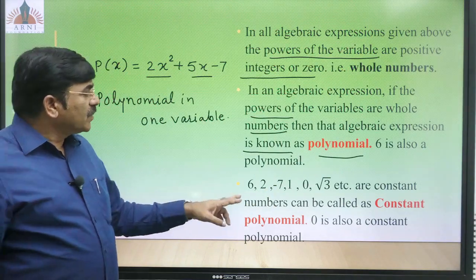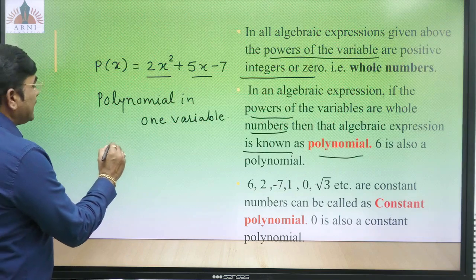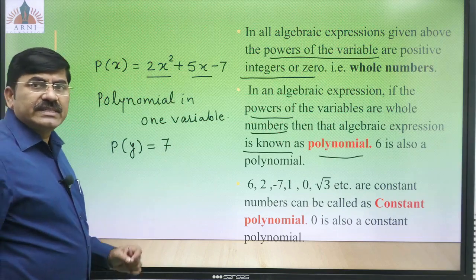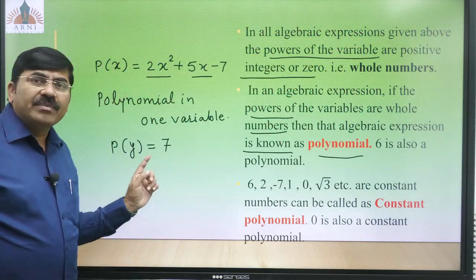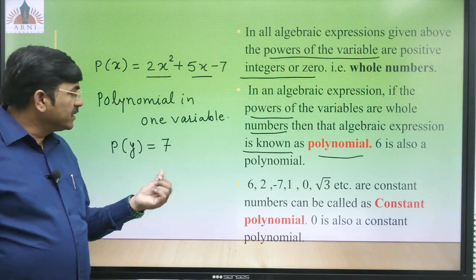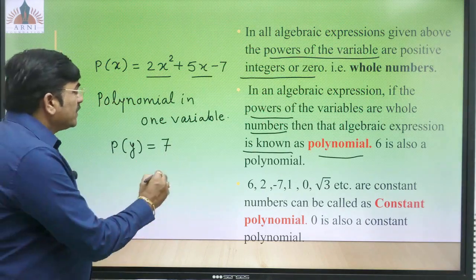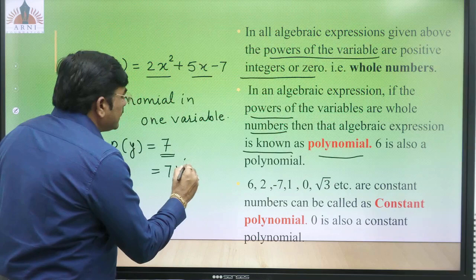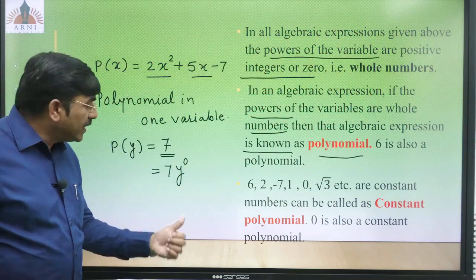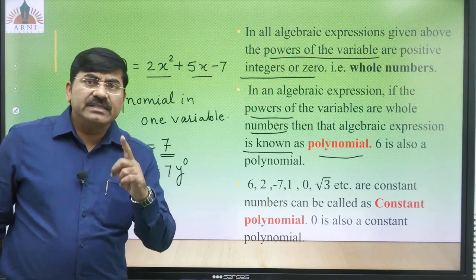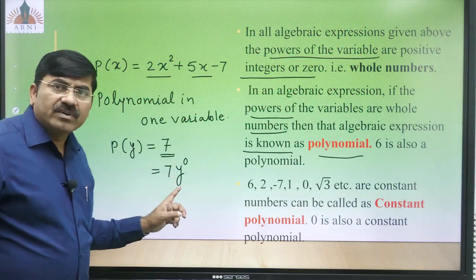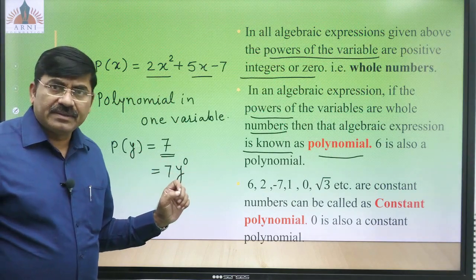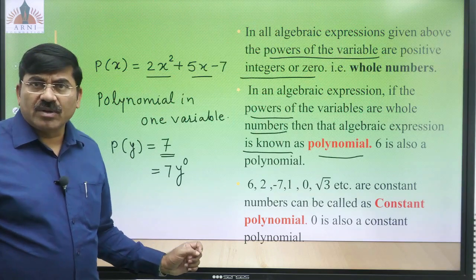In the second case, suppose there are constant polynomials. If I say something like p of y is equal to 7, this is a polynomial in terms of y, but y is not written here, only 7 is given. Therefore, this is called a constant polynomial. You can write it like 7y raised to 0, and that is why the degree of a constant polynomial is 0, because the highest power is 0. So, 0 is also a constant polynomial.